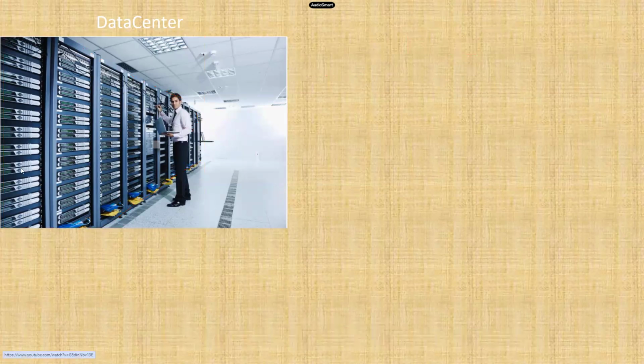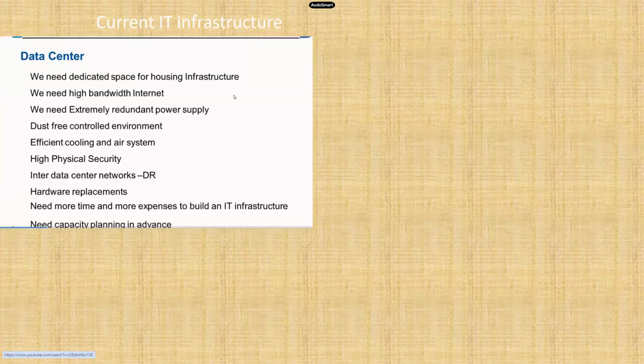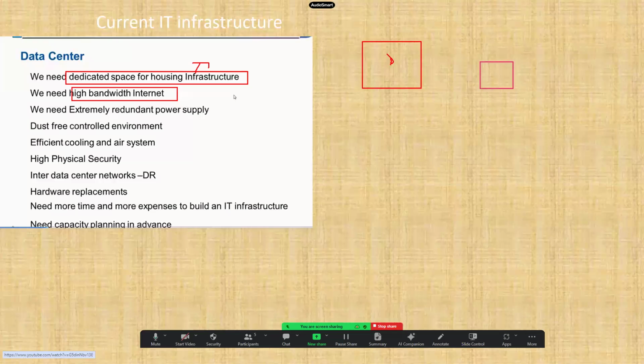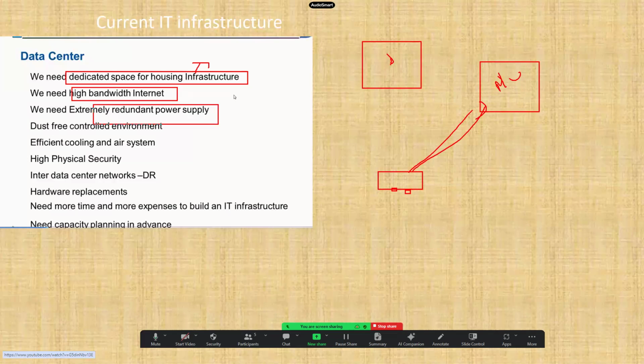To maintain our own data center, there are many challenges. One is we need dedicated space housing infrastructure. I mean, we need to purchase the land, and that is the cost. High bandwidth internet is required. For example, my data center is in New York and I am sitting in Hyderabad. To establish this, we need high bandwidth internet and a redundant power supply.